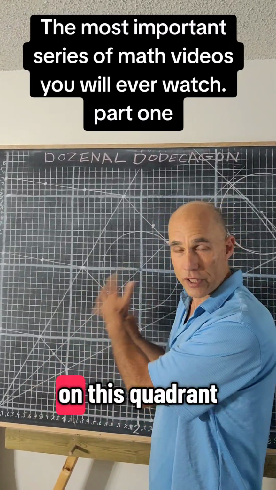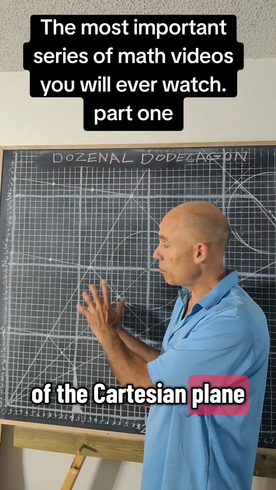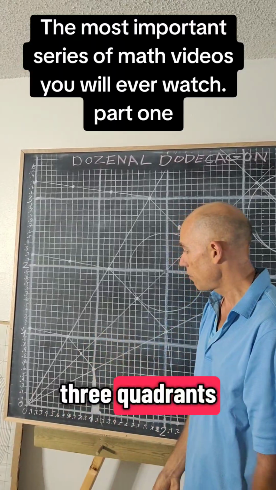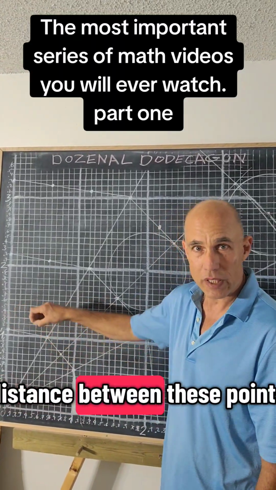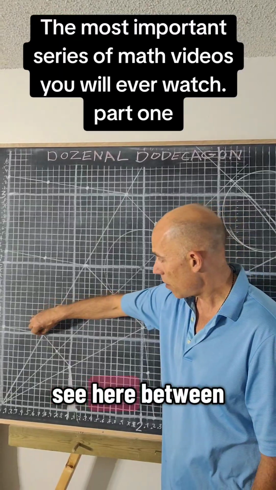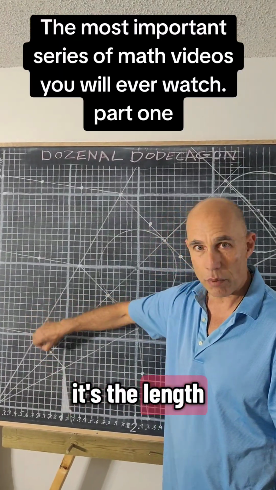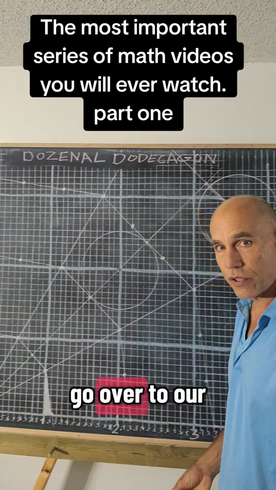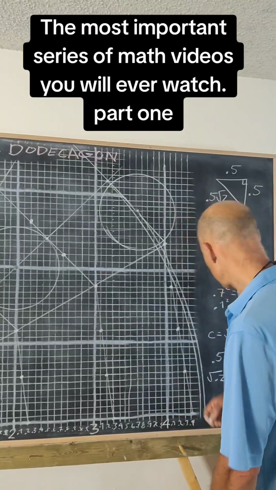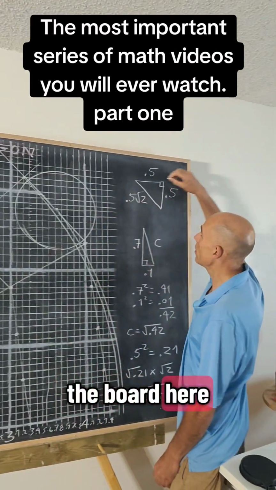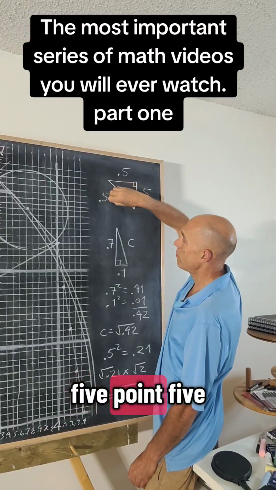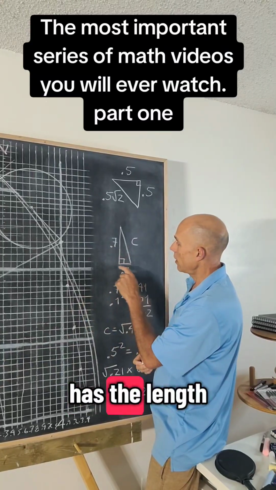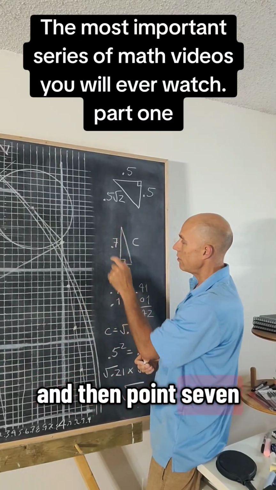We're going to focus on this quadrant of the Cartesian plane, but of course we can do the same thing on the other 3 quadrants. So what's the distance between these points? So we can see here between that and that, it's the length of 0.5 root 2. What's this length here? We're going to go over to the side of the board here, 0.5, 0.5, 0.5 root 2.